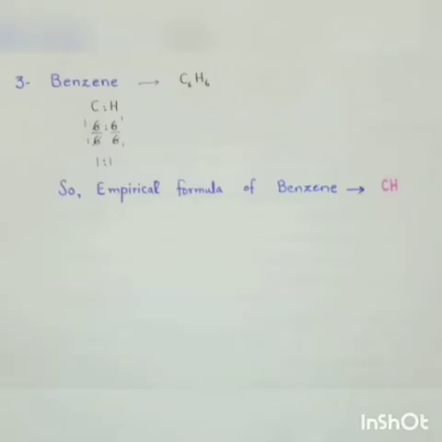To simplify these ratios, we will divide these ratios by 6 and we will get 1:1. It means in empirical formula of benzene, there will be one carbon atom and one hydrogen atom. So we can say that empirical formula of benzene will be CH.